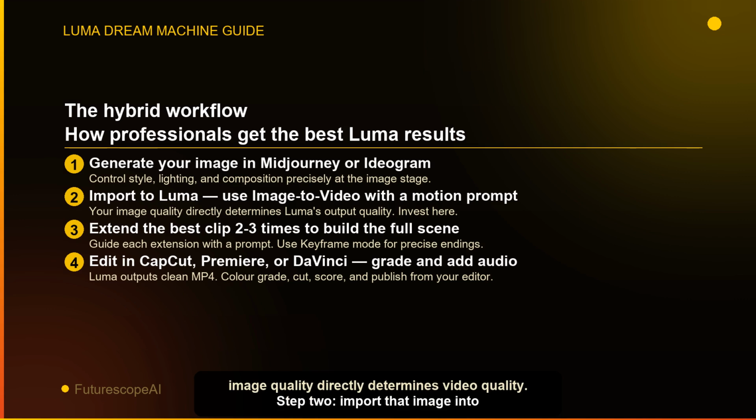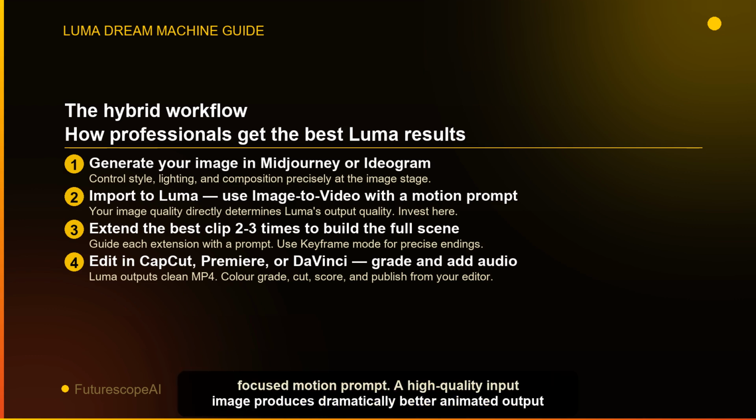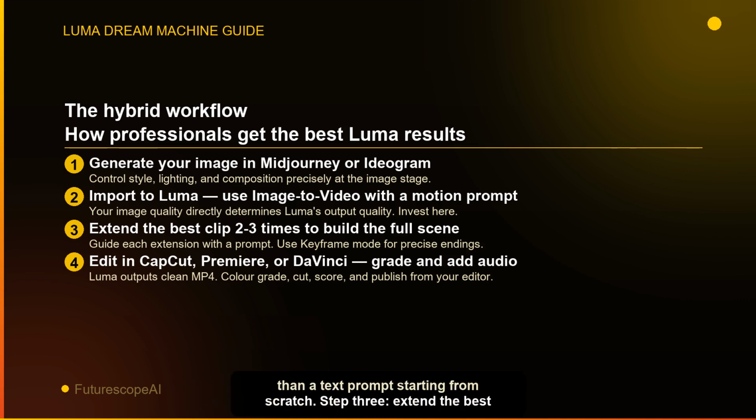Step 2. Import that image into Luma and use image to video with a focused motion prompt. A high-quality input image produces dramatically better animated output than a text prompt starting from scratch. Step 3. Extend the best clip 2 to 3 times to build the full scene. Guide each extension with a new prompt describing where the motion goes. Use keyframe mode for extensions where you need a precise ending frame.